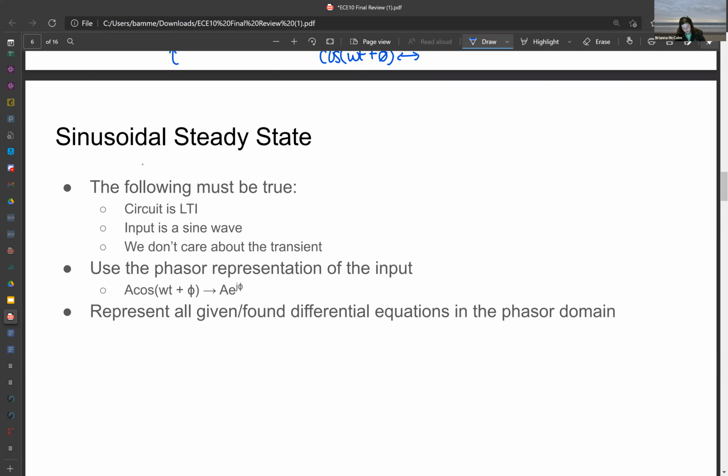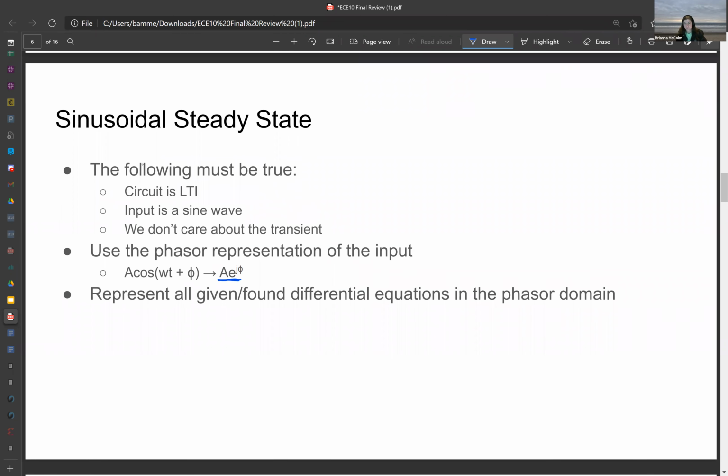So it's important that you know what sine and cosine look like in the phasor domain. So remember, sine is cosine of omega t plus pi over 2. And so you're going to end up with a negative sign if you have a sine component here. So then what you're going to do is you're going to represent all of the differential equations that you find as a result of applying the current voltage relationships across the various components in the circuit.